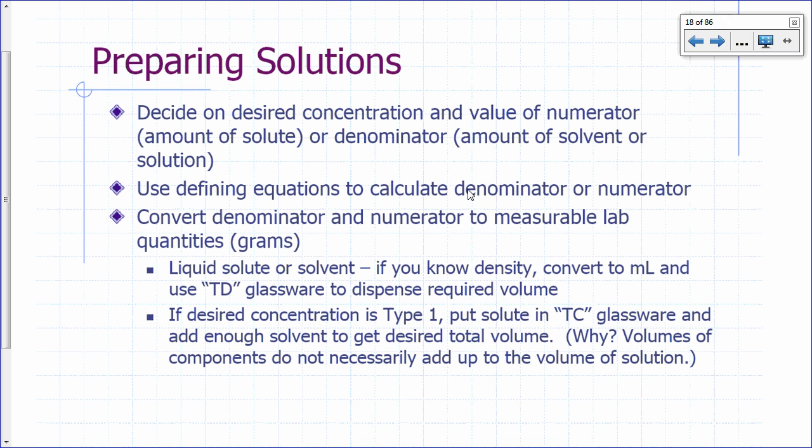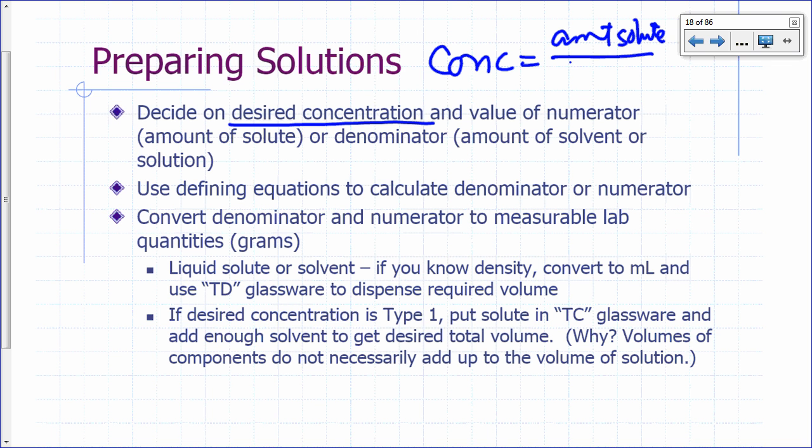Okay. Let's talk about preparing solutions in the lab. Let's say you want to make a solution in the lab. Obviously, one of the things you want is a particular concentration. You want to decide beforehand what concentration you want. And you also want to decide how much of the solute you're going to use, or how much of the solvent, or how much solution you want. Remember, when we define concentration, you have the amount of solute or solvent in the numerator over the total or the solvent in the denominator, right?